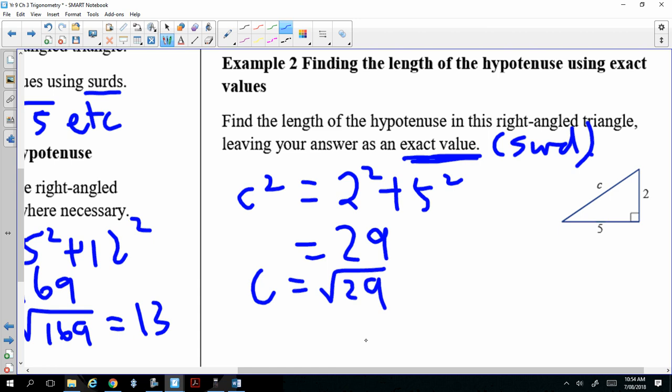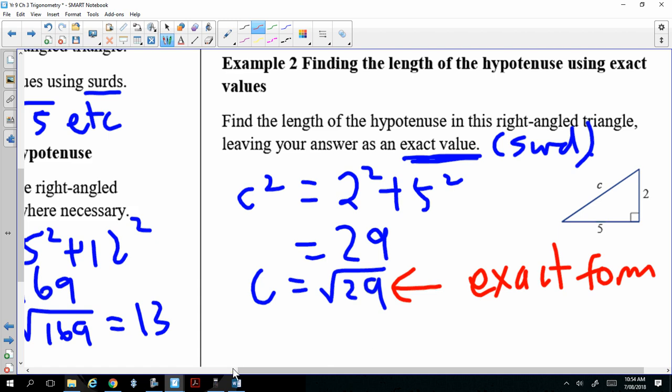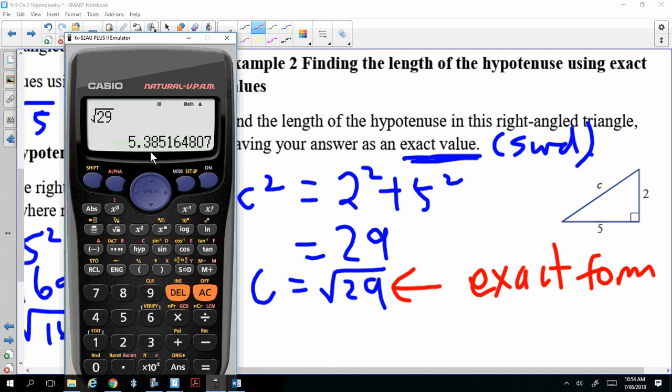That's called the exact form, because it's exactly root 29. But if you round it, it's not exact. That's approximate. It's not exactly 5.39. It's a very long number. We're not going to write everything, so we'll just keep it as square root of 29.